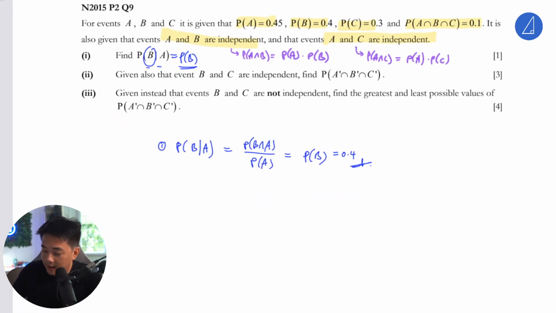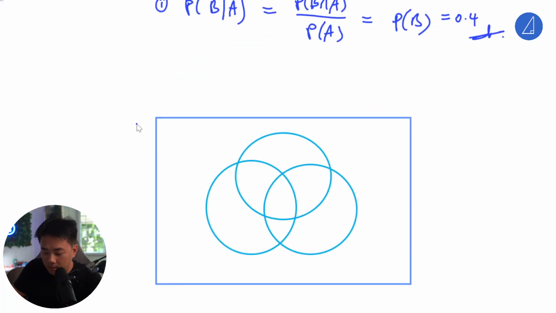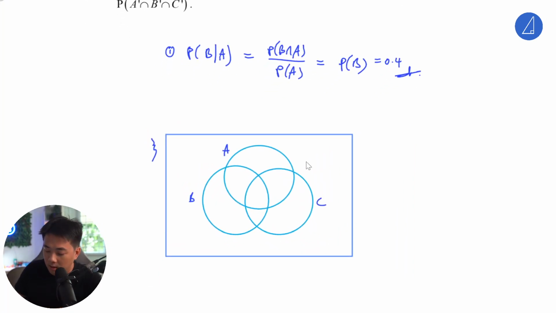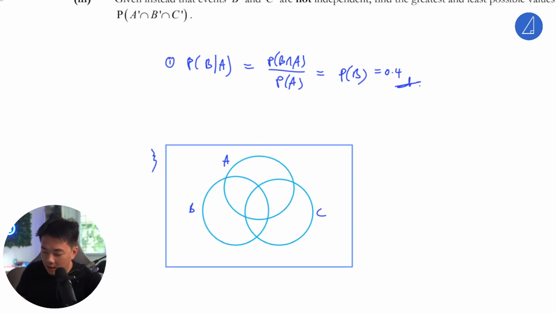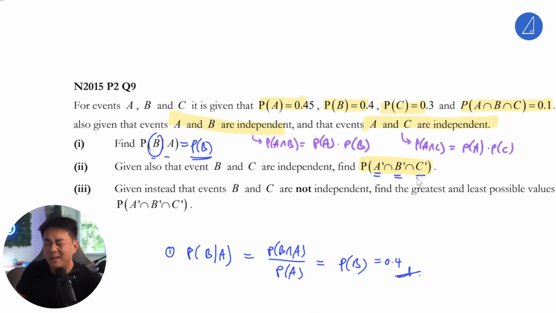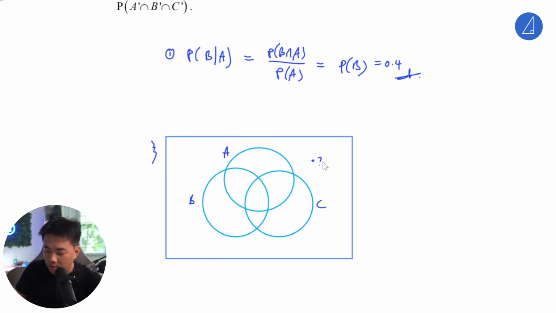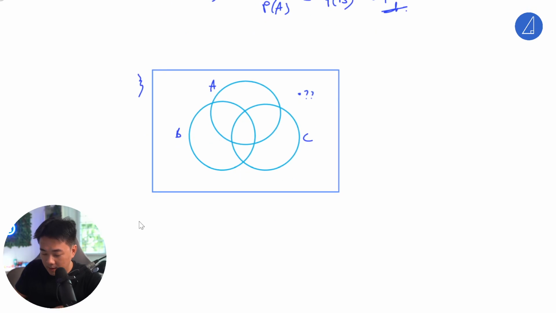Part 2, we are told to find P(A'∩B'∩C'), A complement intersect B complement intersect C complement. Okay, so what I'm going to do, I'm just going to draw a Venn diagram. So from here, A, B, and C, you know that A' intersect B' intersect C' will be outside here, right? This is the area that we want to find, right? So in other words, for part 2, what we need to find, P(A'∩B'∩C'), will just be 1 minus P(A∪B∪C).